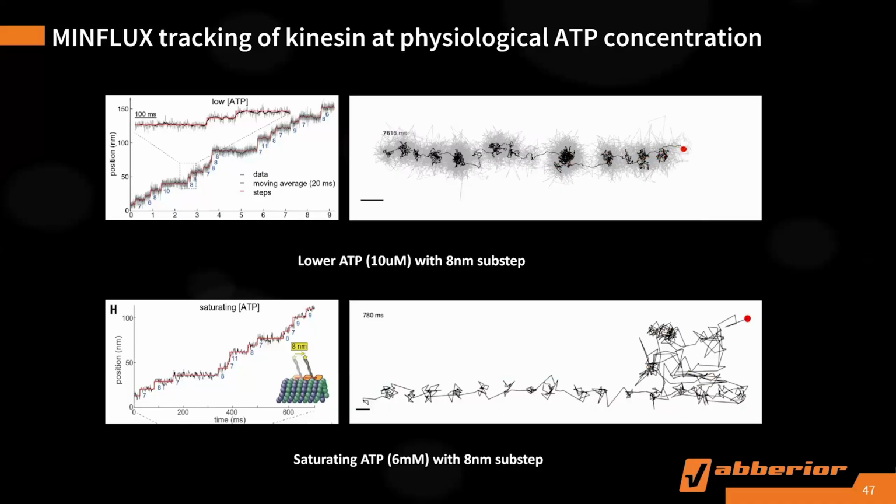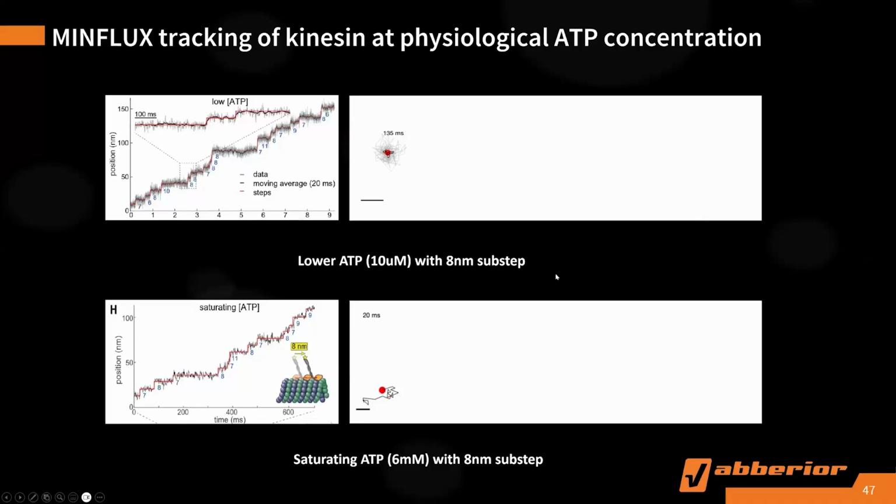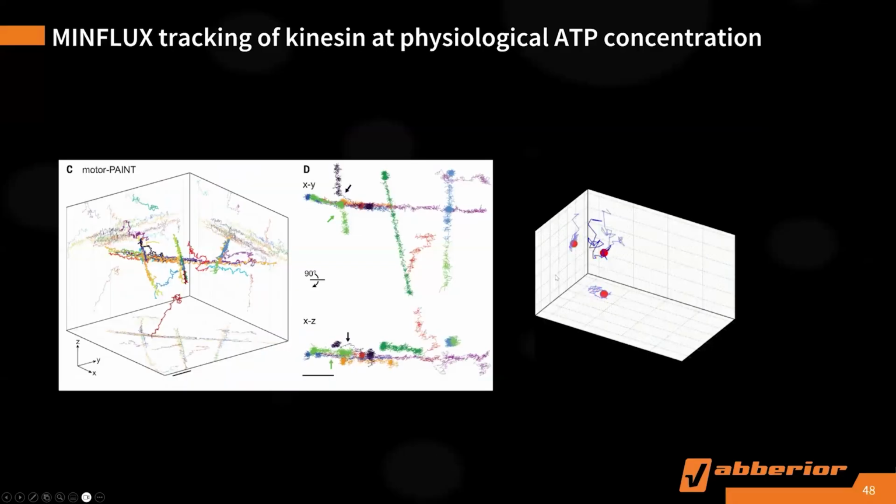While in the later part of this tracking, it's actually a kind of mess. Why? Because the kinesin switched to another microtubule. Through the 3D tracking, you can resolve the trace of the kinesin. It moves on one microtubule and tries to switch to other microtubules, either by diffusing to another microtubule, then trying to walk again. So this is the power of our MINFLUX microscopy.